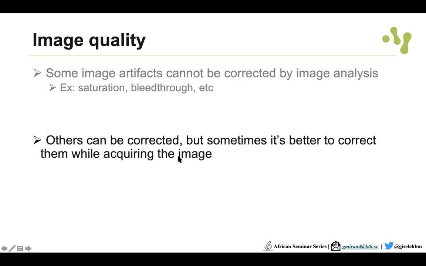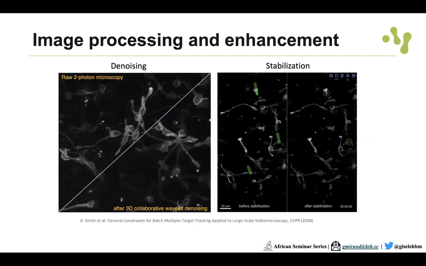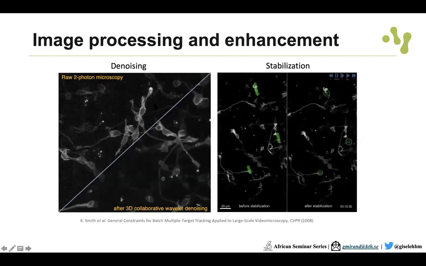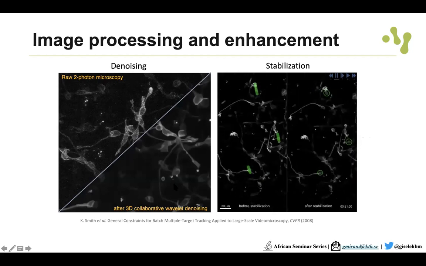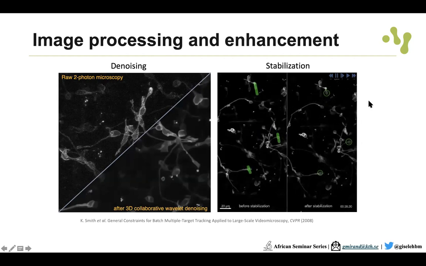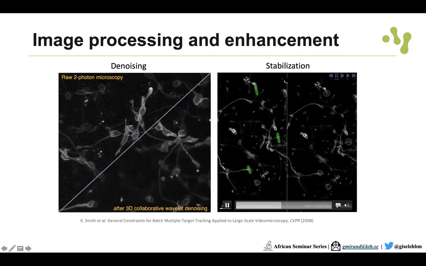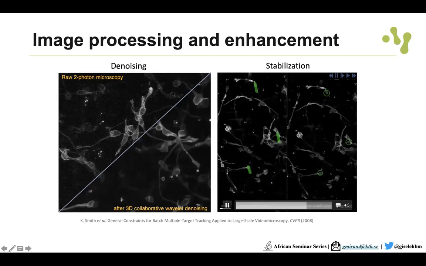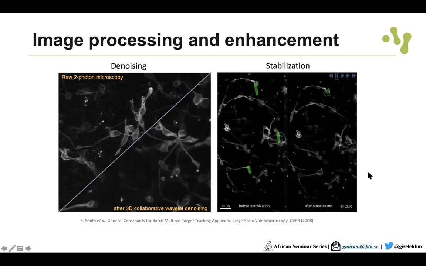However, some things can be corrected with image analysis. It would be better if they're corrected when acquiring the image. So let's see some examples. Denoising is one of them. Here we have an example of a noisy image, and here the corrected, filtered image. What we can also do as pre-processing is registration or stabilization of time series, in this case to correct a drift in the time series. So this is also possible to do.